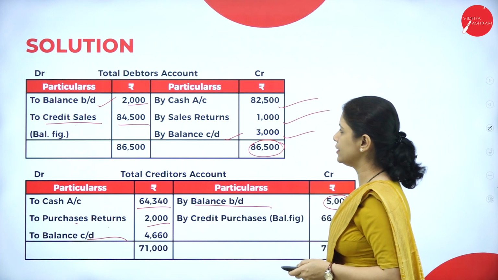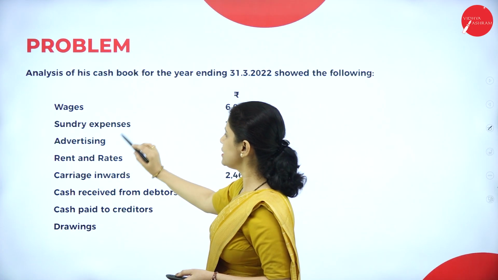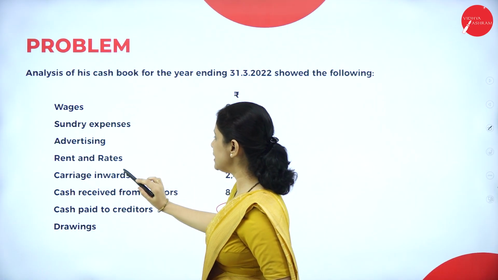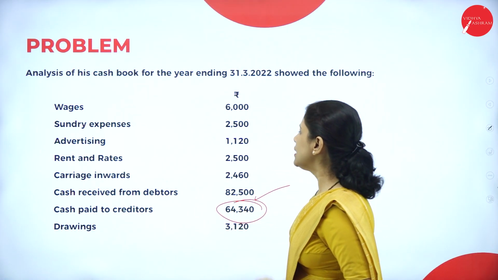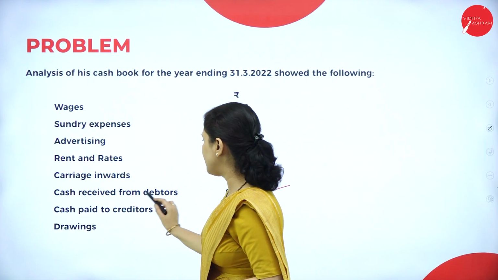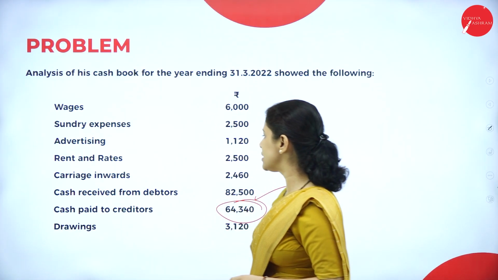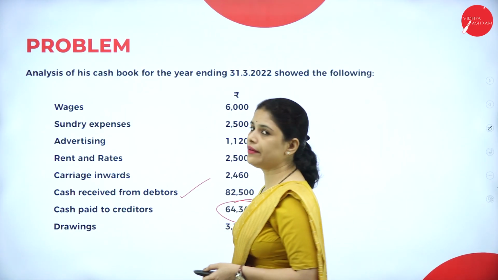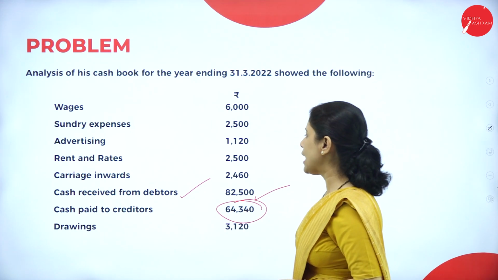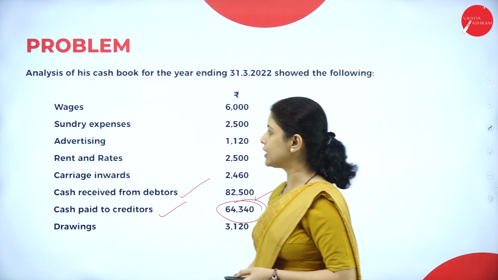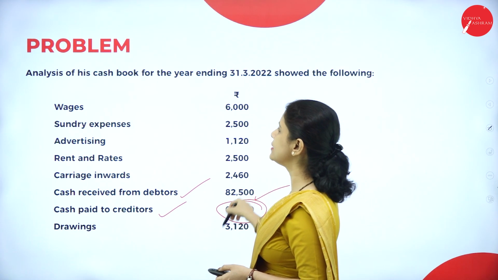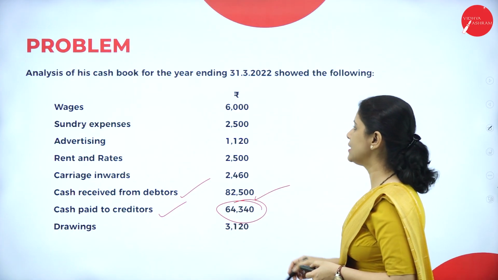Expenses, what all are there? So these are the expenses: wages, sundry expenses, advertising, rent and rates, carriage inward, cash received from debtors, cash paid to creditors, drawings. Cash received from debtors, where will it go? It will go to the debtors account, and cash paid to creditors will go to the creditors account, and also here in the cash book. So let us see.